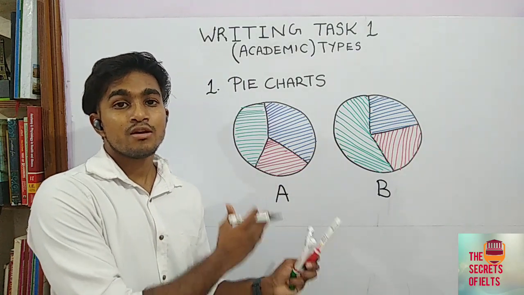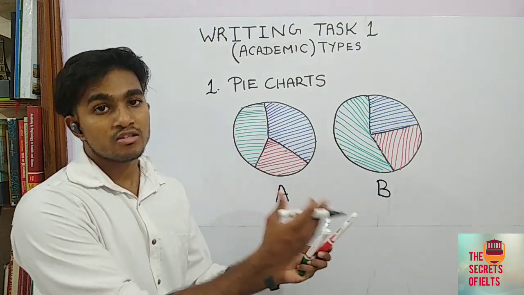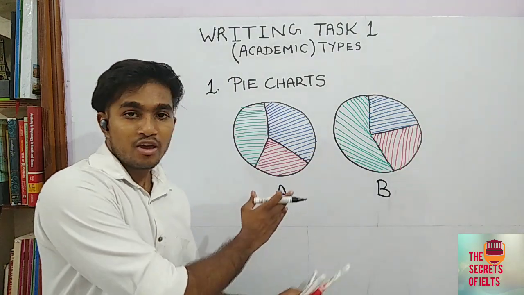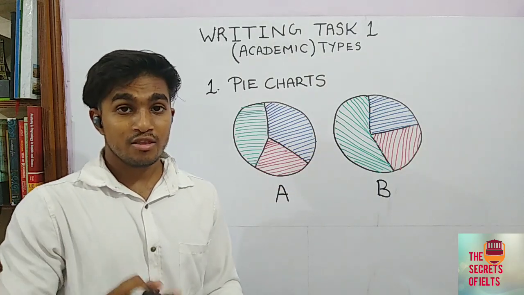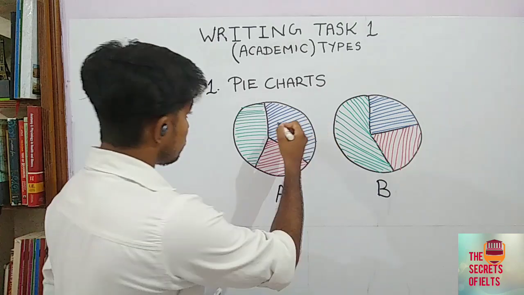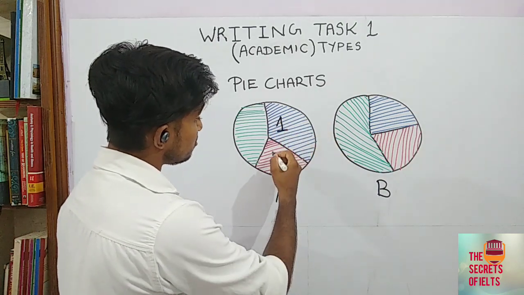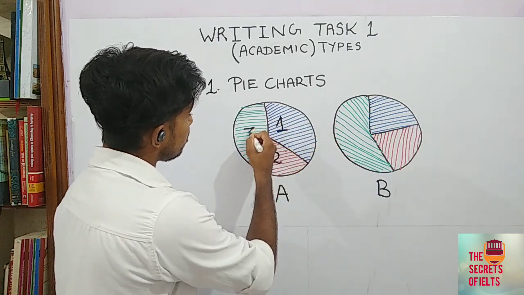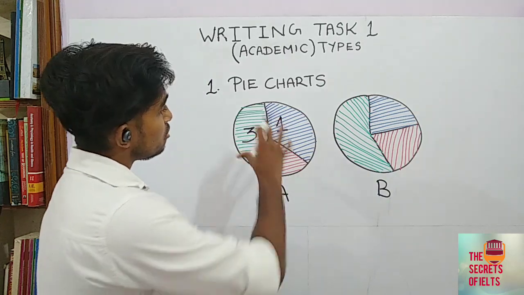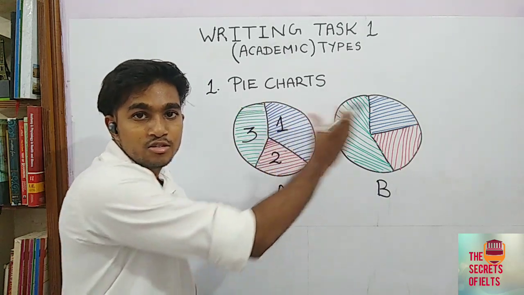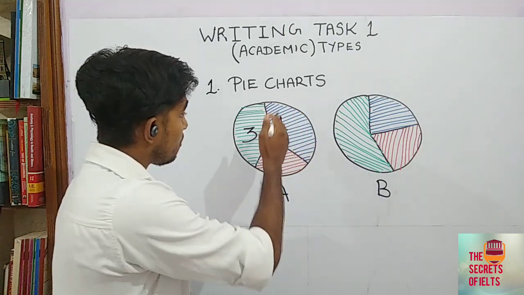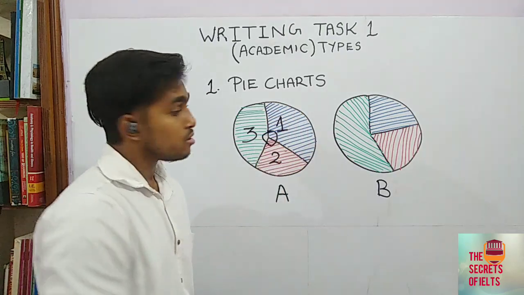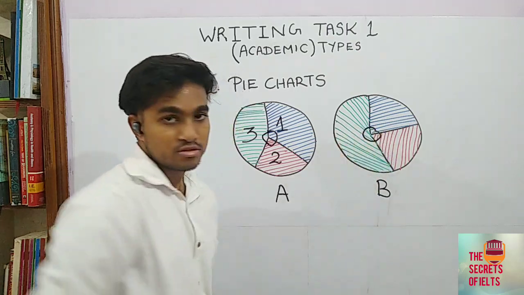So this is the structure of pie charts. For example, we have 2 pie charts, pie chart A and pie chart B, and there are 3 commodities marked. The first commodity is blue, the second is red, and the third is green. You have to explain each pie chart in your answer. You can compare among these 3 things.